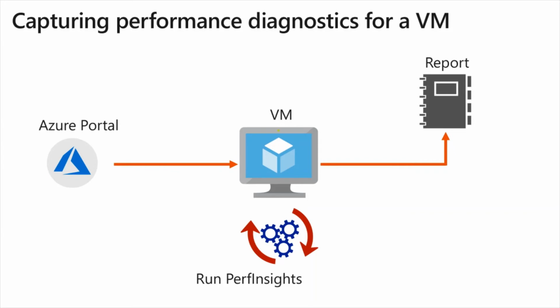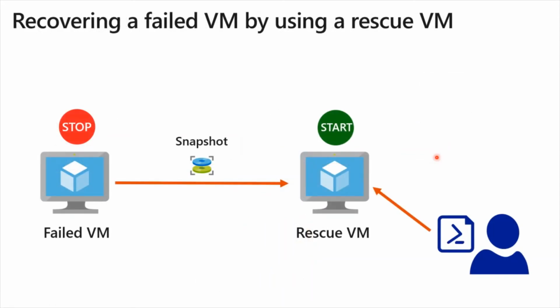So, capturing performance diagnostics for a virtual machine. In the Azure portal you go to your virtual machine and then run Performance Insights to get insights into your virtual machine, and after that you get a report. These reports are basically to get feedback about your virtual machine. In the same way, you have recovering a failed virtual machine using a rescue VM.